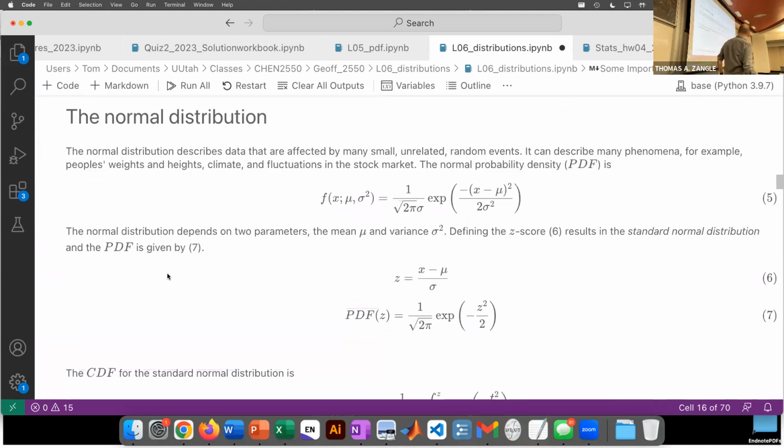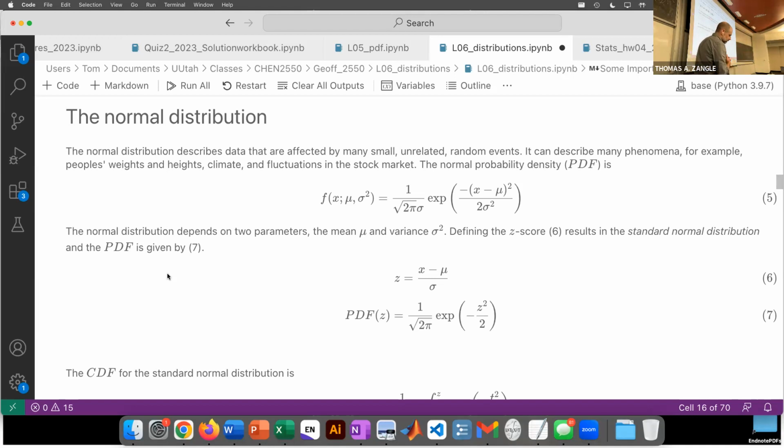Okay, so the next one is the normal distribution. The normal distribution is something that pops up all over the place. In general, if we have data that are affected by many small, unrelated, and random events, then what we end up with is the normal distribution. There's some elegant mathematics behind why we expect to see it, and I will at least link to a video discussing some of that if you're interested.